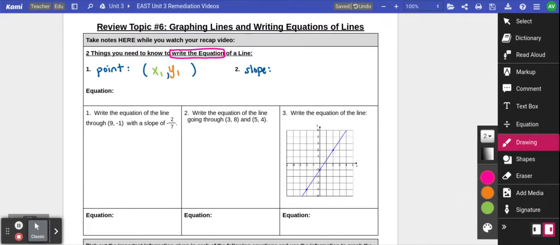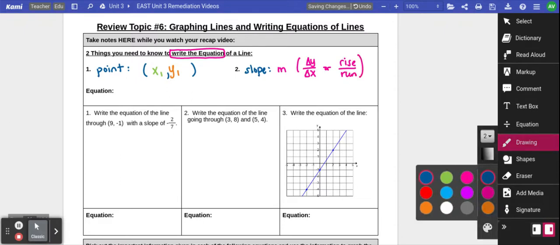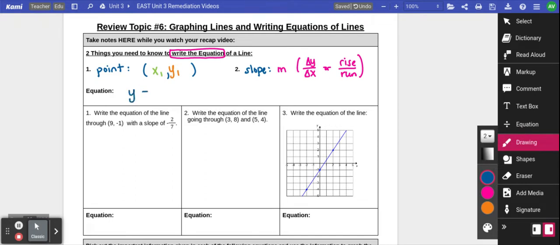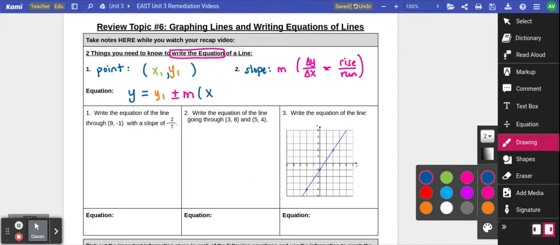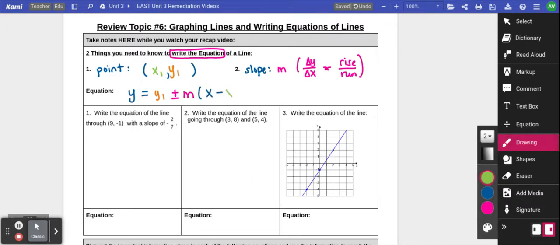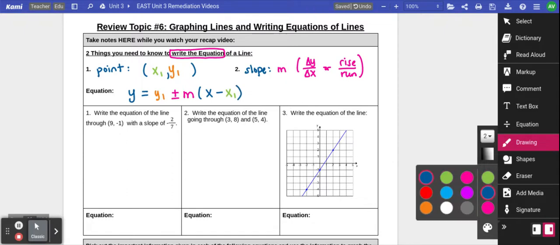Your slope is going to be your rise over run. We usually use letter m for slope, and you can find this by doing change in y divided by change in x, or by doing rise over run if you have a graph. Once you have those two pieces of information, your equation is going to look like this. y equals, and then you're going to put your starting y value. Then you're going to have either plus or minus because it depends on whether your slope is positive or negative, and then your slope, and then parentheses x minus, and then your starting x value, which is x1.